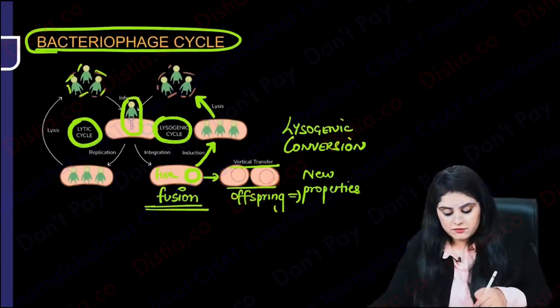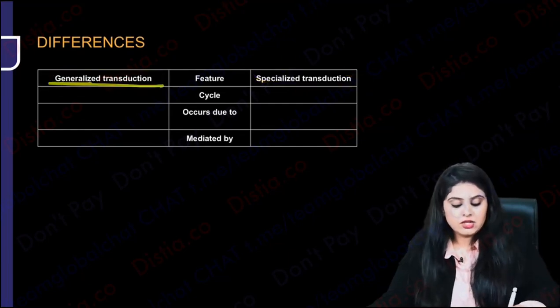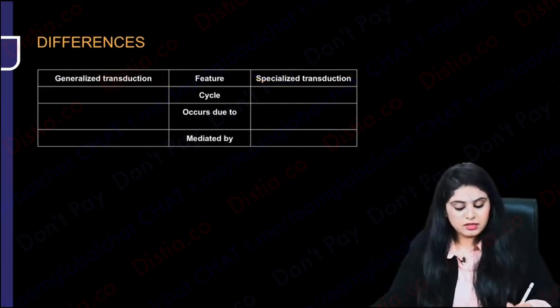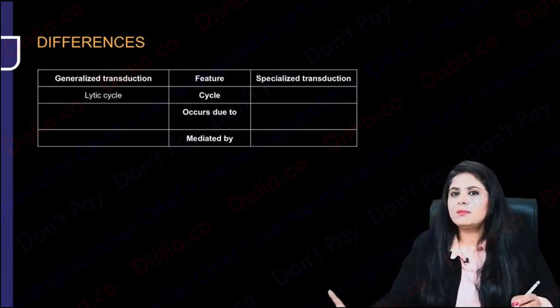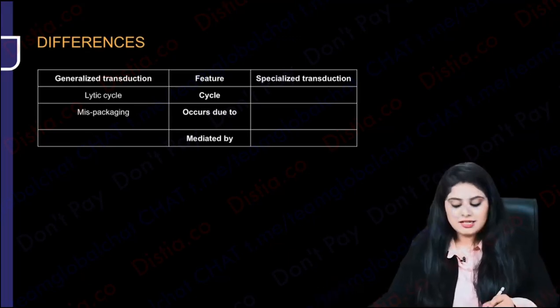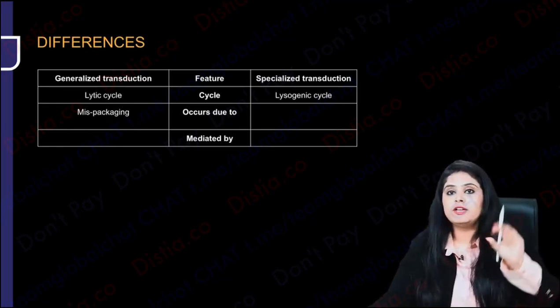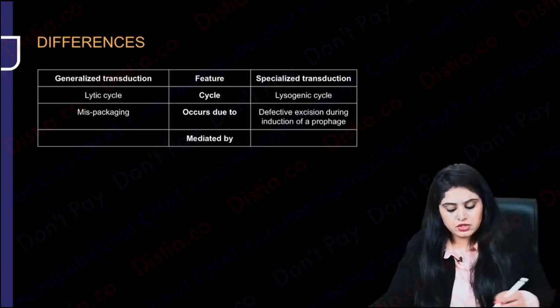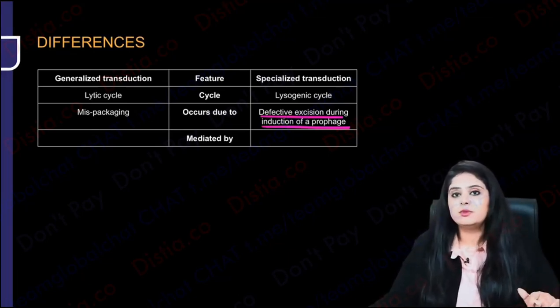So now if I have to differentiate between generalized and specialized transduction, can I say in generalized only lysis was happening? I was only focusing on the lytic cycle. And why was that happening? Remember, the packages were mispackaged. That is what I told you. Whereas in specialized there was a lysogenic cycle happening, and it was because of that prophage and induction, the fusion and separation, right? There was going to be defective excision during the induction. Induction means in that separation phase there was a problem happening.